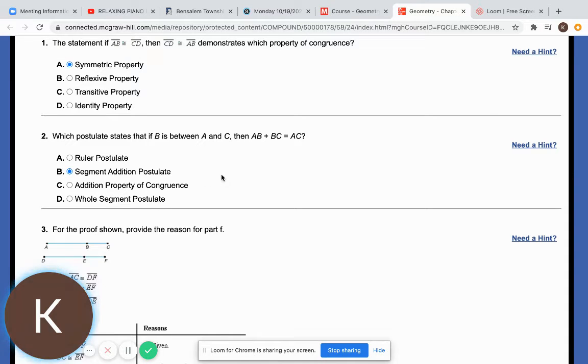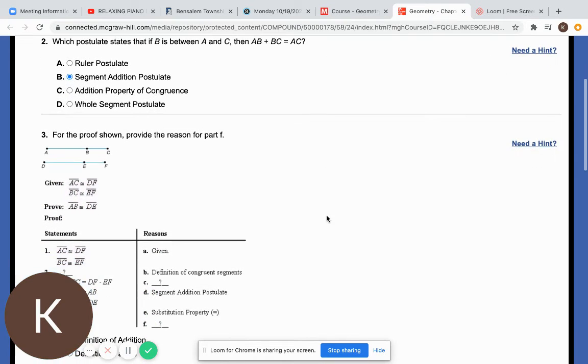Addition property of congruence. No, that is not what it is. It would be that if it said AB equals AC, and then AB plus BC equals AC plus BC. But it doesn't say that. So it's not the addition property of congruence, and it's not the whole segment postulate, which I'm not 100% sure what that is either. So it's got to be number B.